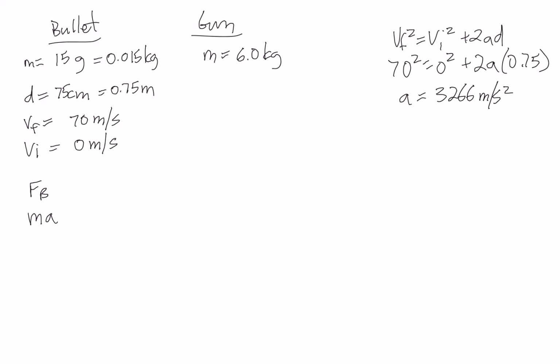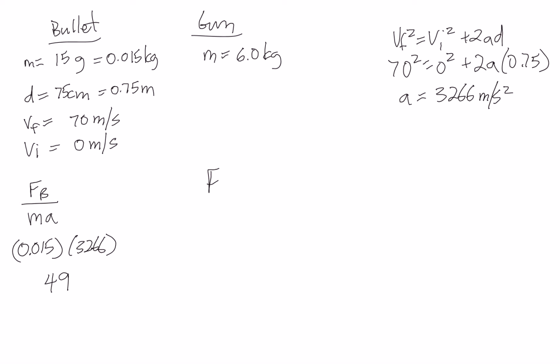So the force on the bullet will be the mass, 0.015, times the acceleration, 3266. And that gives us a net force of 49 newtons. Okay? So that means the gun is going to push the bullet at 49 newtons.